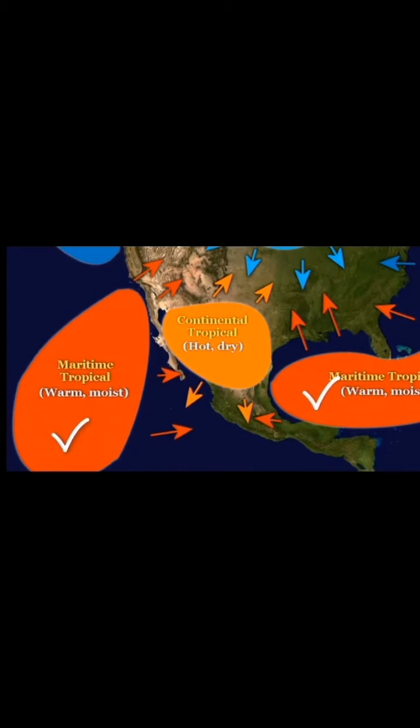Maritime tropical air masses forming over the oceans near the equator are warm with a great deal of moisture. During the summer, these air masses usually result in rain, but in the colder months, the precipitation could be snow.